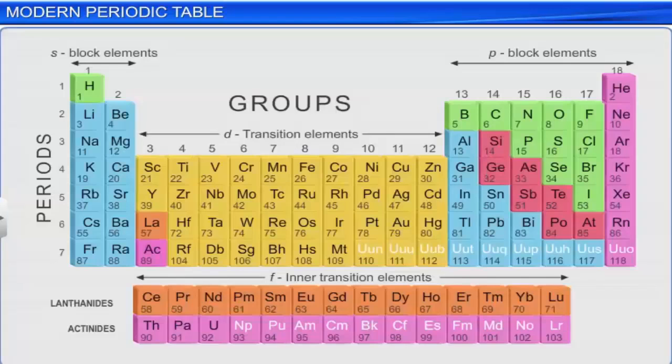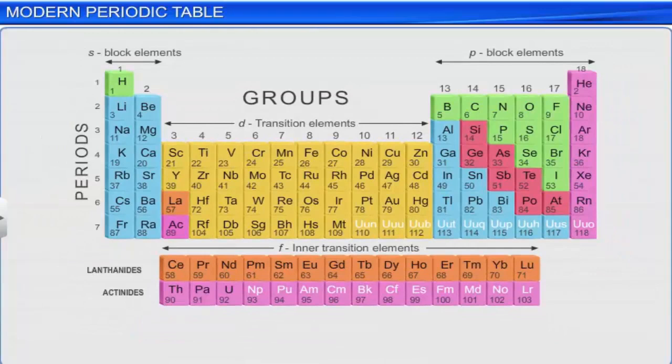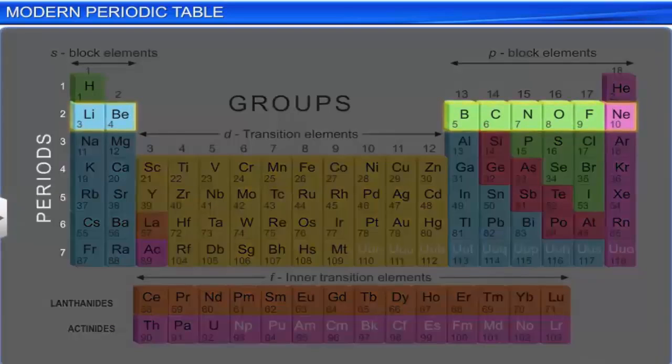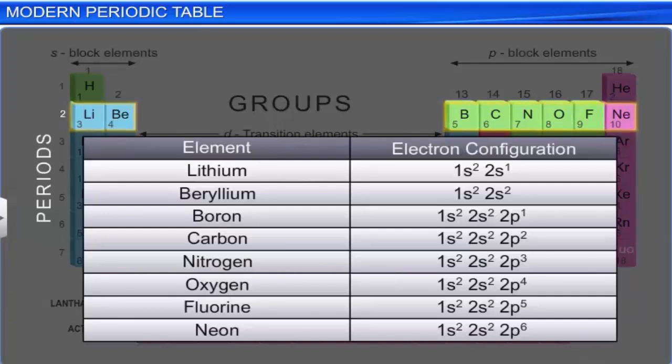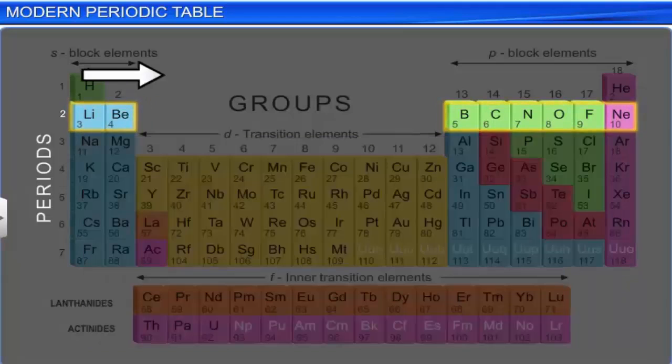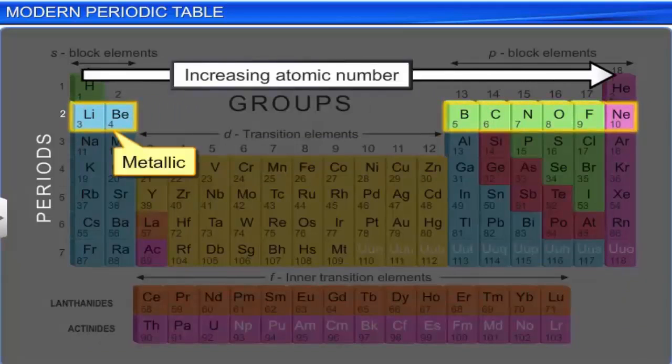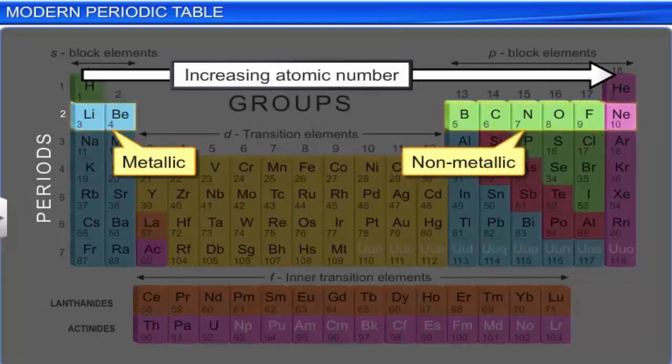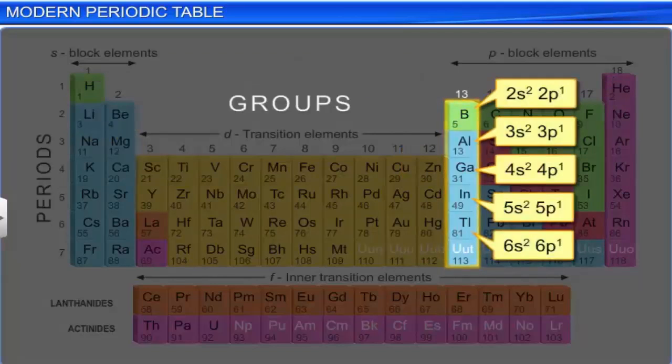Let's now understand the periodicity of properties in the modern periodic table. As the atomic number increases across the period, the outer electronic configuration changes gradually from one element to another, resulting in a corresponding gradual change in properties of elements. As the atomic number increases, metallic properties decrease and non-metallic properties increase. In a group, all elements have similar electron arrangement and therefore similar physical and chemical properties.